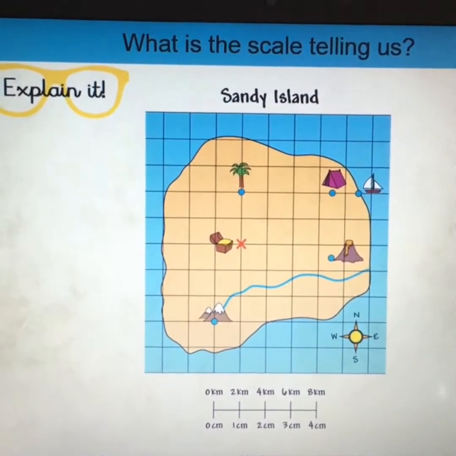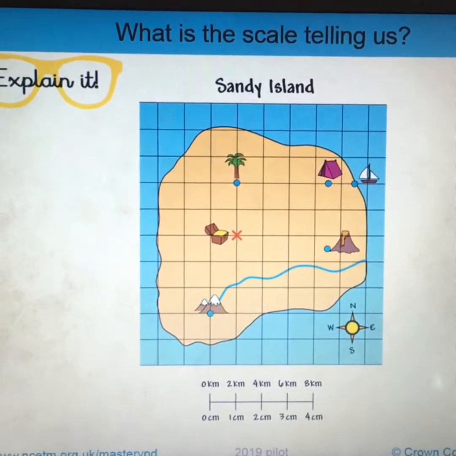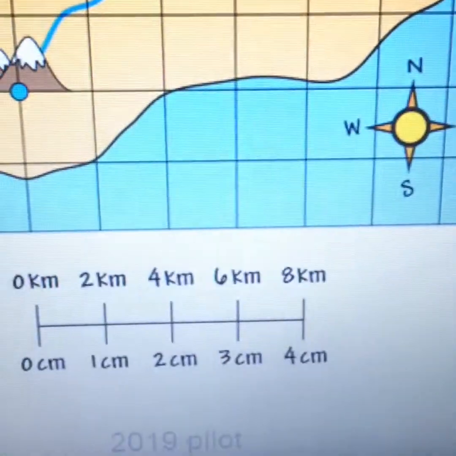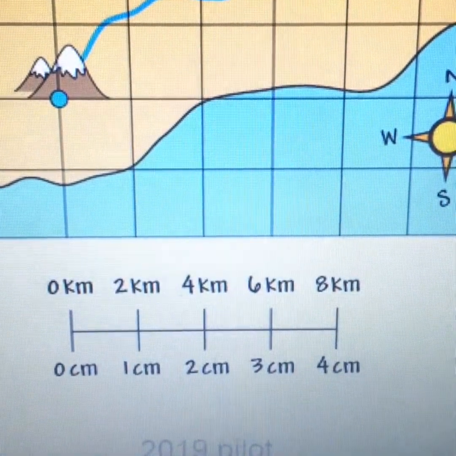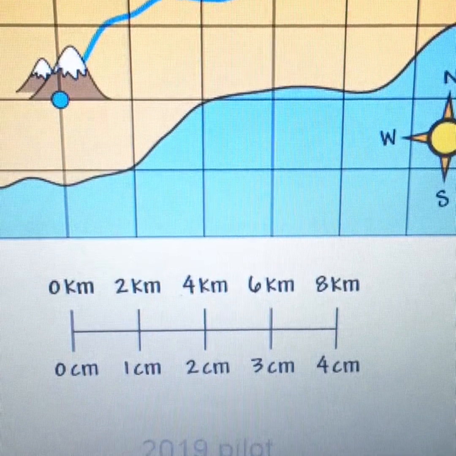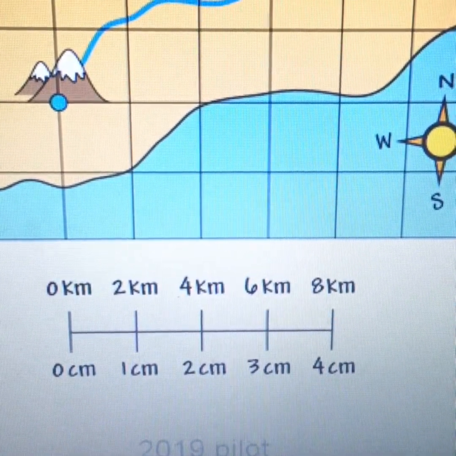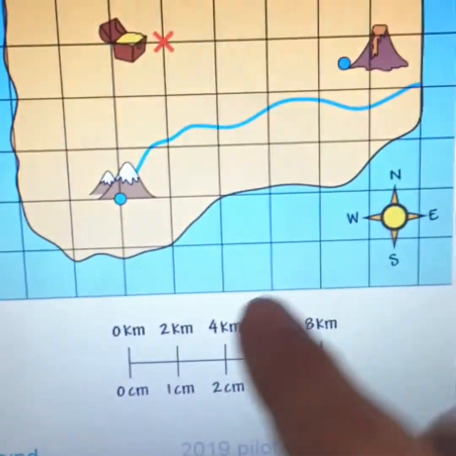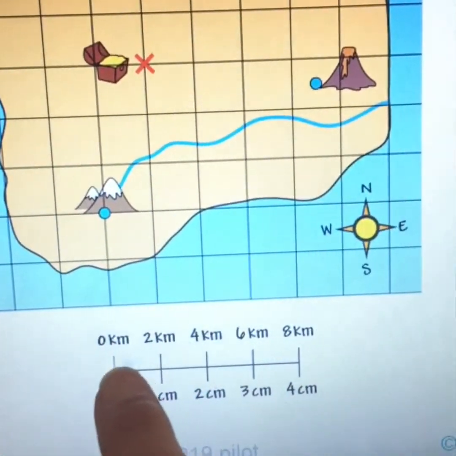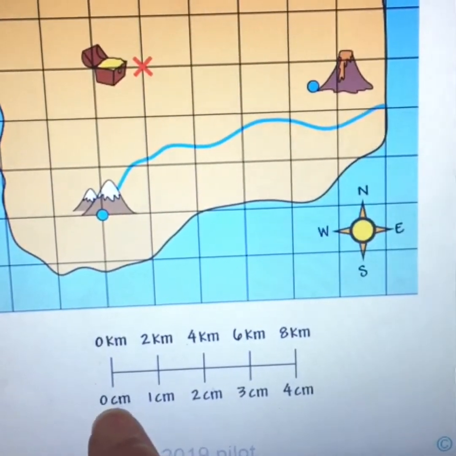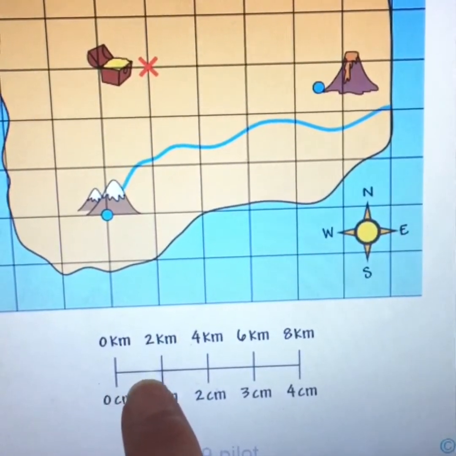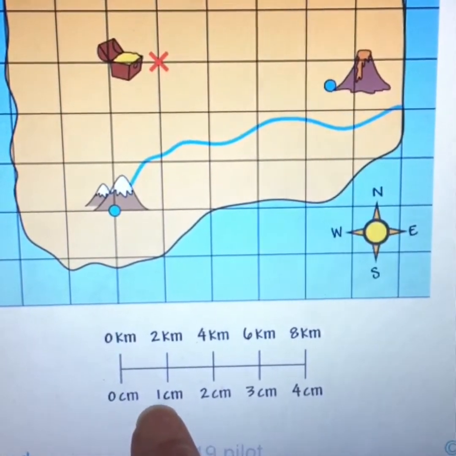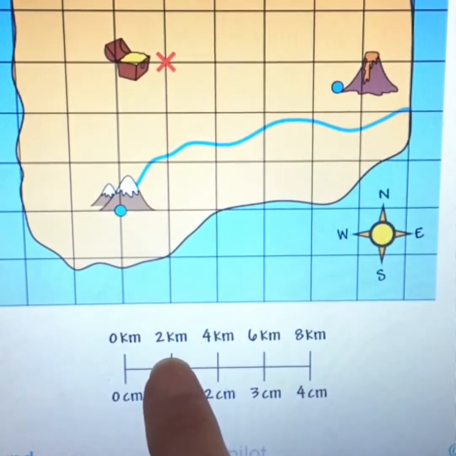Okay then, so first bit to start us off. We've got a nice map of Sandy Island and I want you to try and explain to me, what is this scale telling us? What does this scale actually mean? Well, hopefully you can see that each 1 centimetre square, because this is showing you that each square is 1 centimetre across, and if it's a square it'll be the same down. So 1 centimetre, 1 square is the same as 2 kilometres.